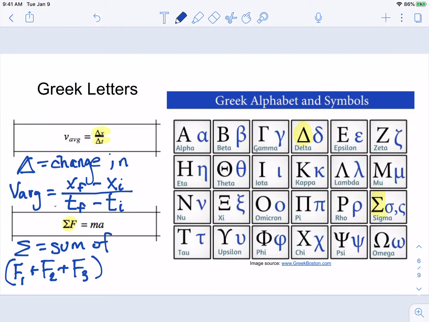To be honest, I could talk about every single Greek letter here, the capital and the lowercase, and what it stands for in physics class, but it isn't appropriate to do that now. Delta and sigma are the two that you are going to use time and time again, and I think they're helpful ones just to expose you to now. If you want to get up on your Greek letters, you could do that.